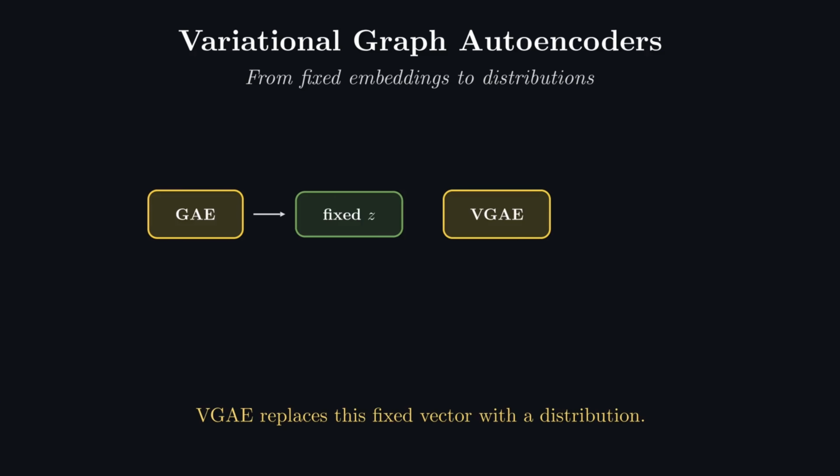Instead of saying this node has one fixed embedding, a VGAE says this node has a distribution of possible embeddings. This distribution is described by a mean, mu, and a spread, sigma. So the main shift is from fixed embeddings to probabilistic embeddings. This allows the model to represent not only where an embedding should be, but also how uncertain it is.